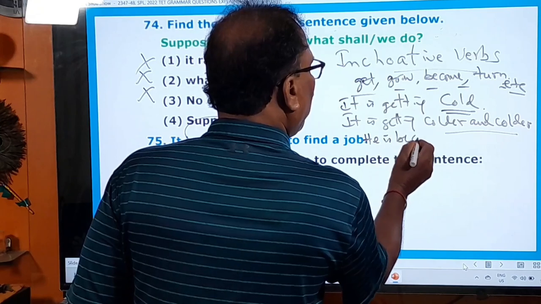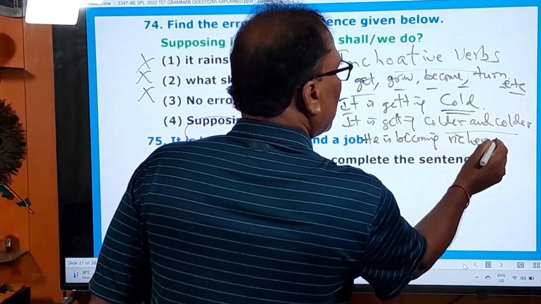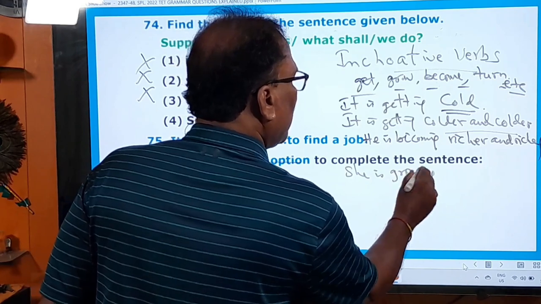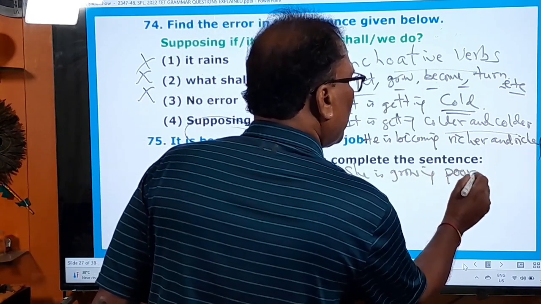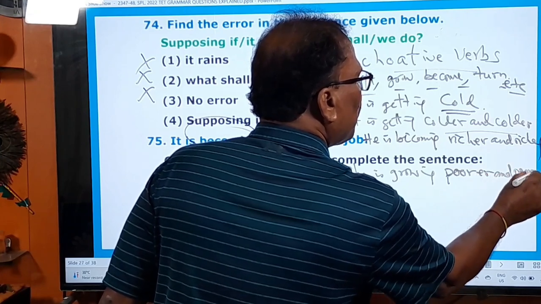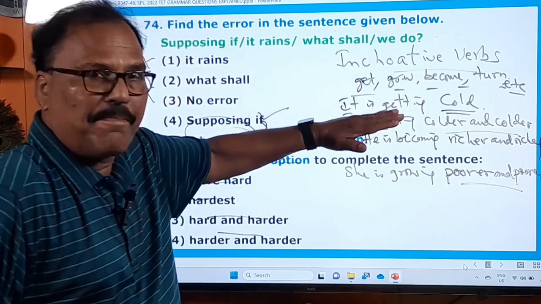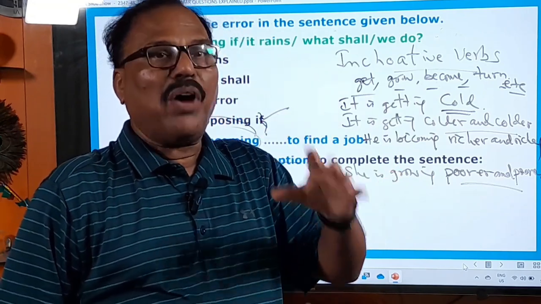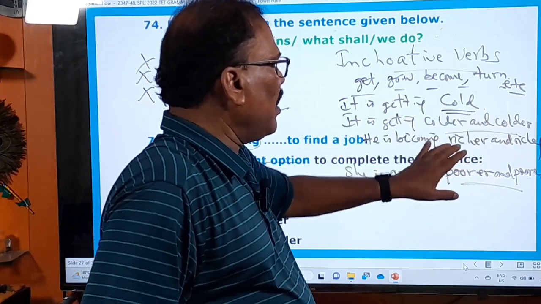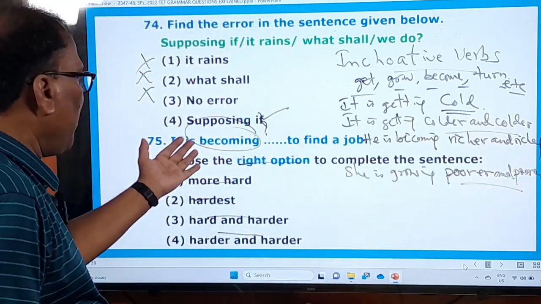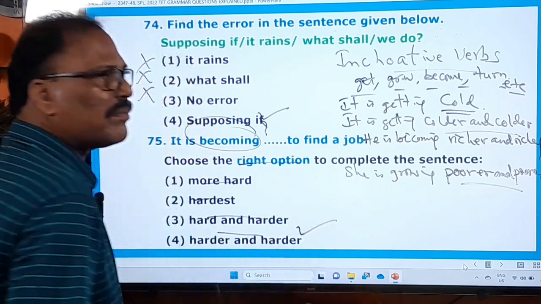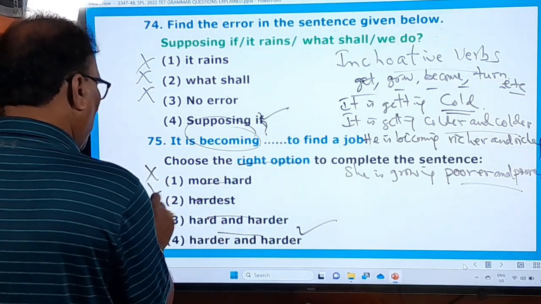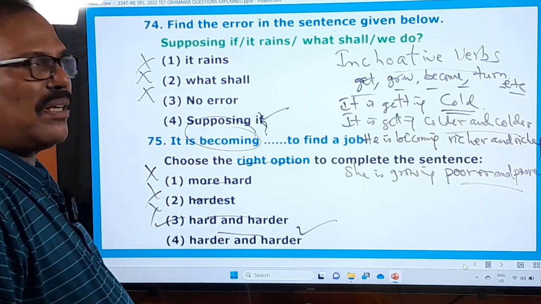He is becoming richer and richer. Two times. She is growing poorer and poorer. So with these verbs, if you want to use a positive degree adjective, well and good. If you want to use a comparative adjective, you have to use it two times, like colder and colder, richer and richer, poorer and poorer. So, it is becoming what? Harder and harder. If you know that, you can easily choose the right answer here. Wrong, wrong, wrong, only this one: "It is becoming harder and harder to find a job nowadays."